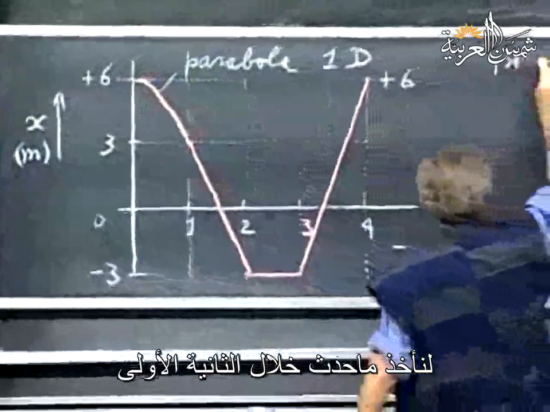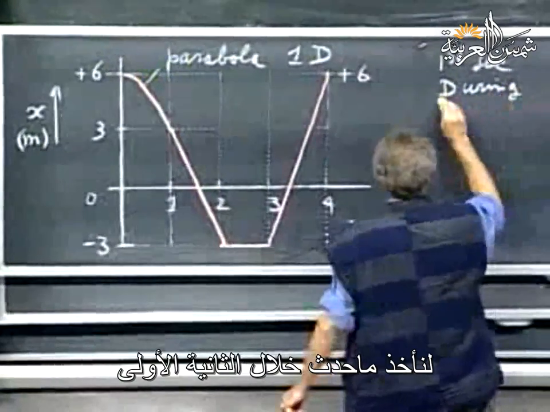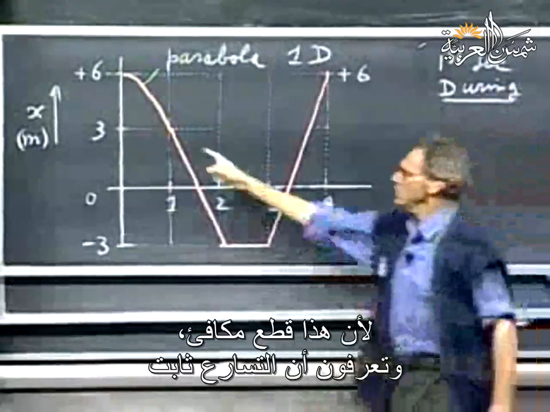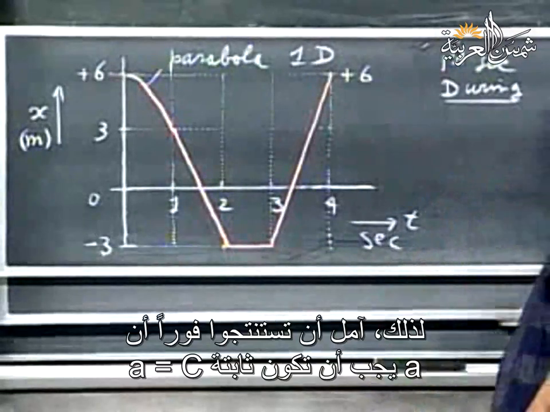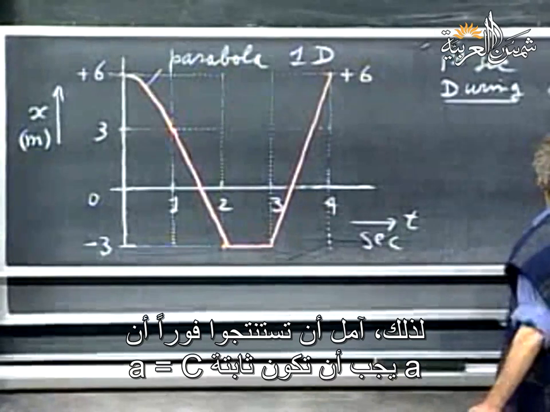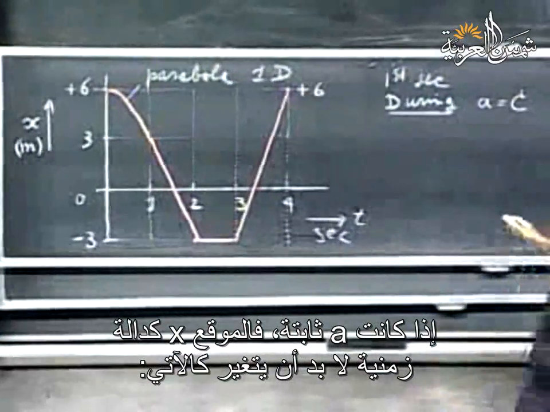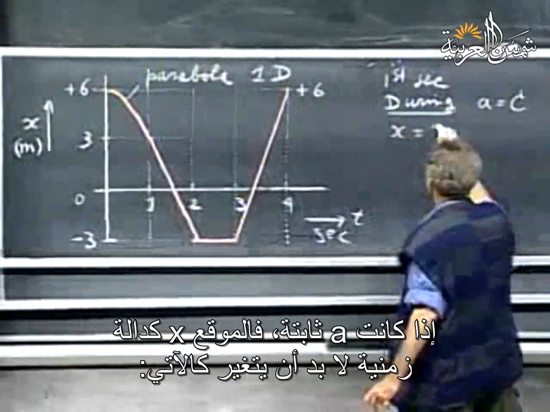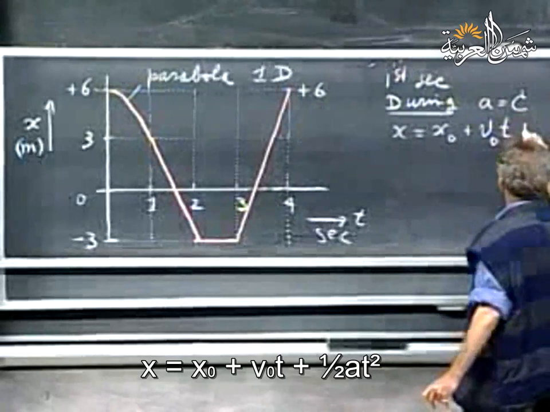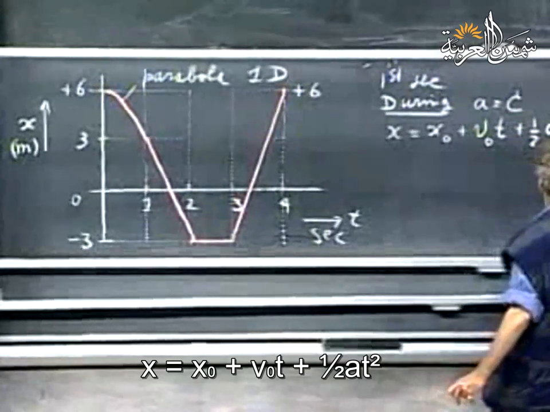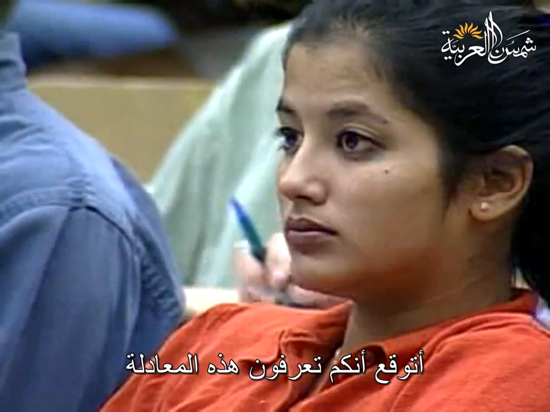Let's first take the first second. During the first second, since this is a parabola, you know that the acceleration is constant. So I hope you will conclude immediately that a must be a constant. If a is a constant, the position x as a function of time should change as follows: x0 plus v0t plus 1/2 a t squared.